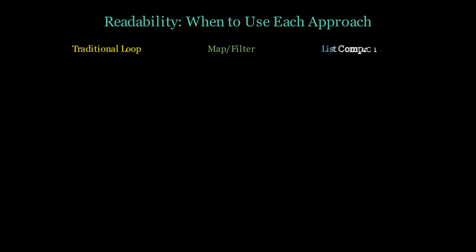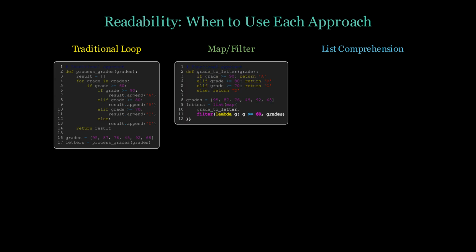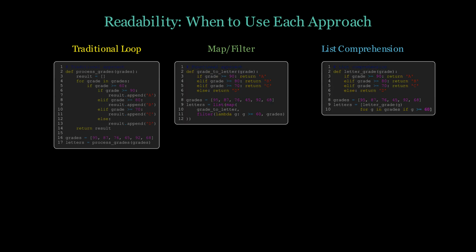Here's the same grade processing logic in 3 styles. The traditional loop is verbose but very clear about the step-by-step process. The functional approach separates filtering and mapping concerns clearly. The list comprehension is concise while remaining readable. Each has its place depending on complexity and team preferences.